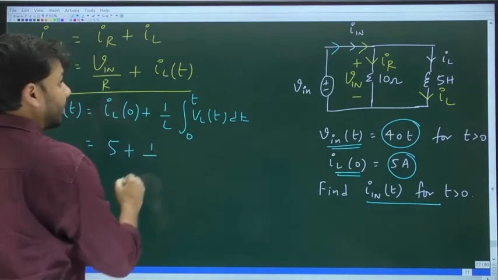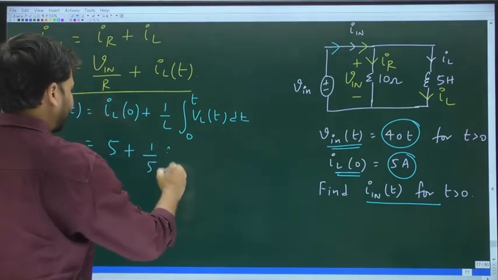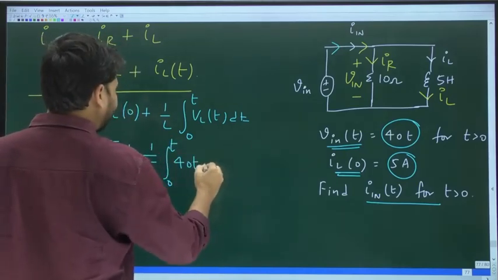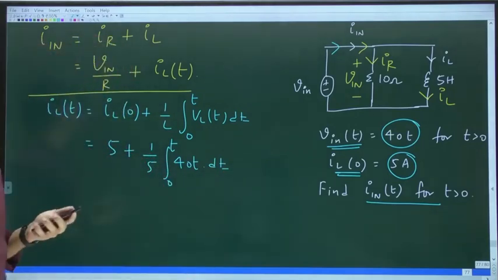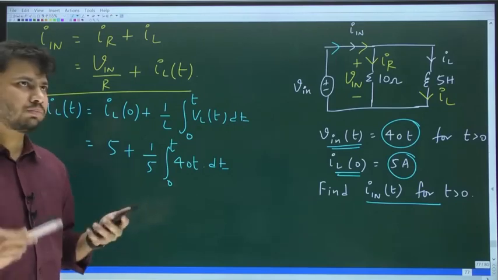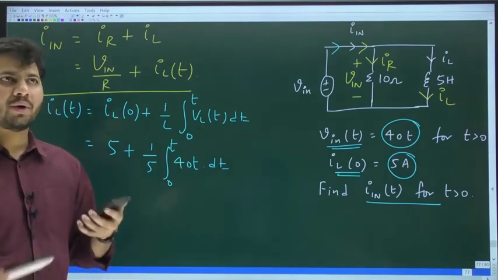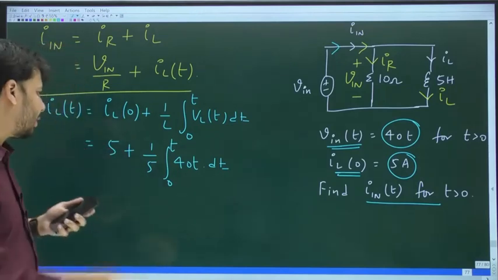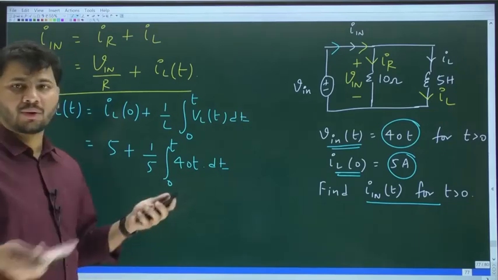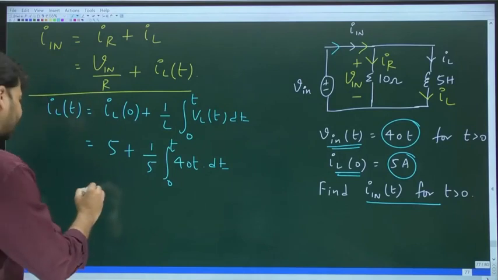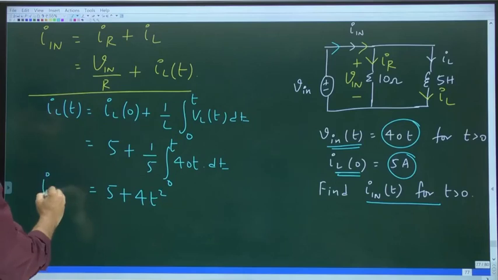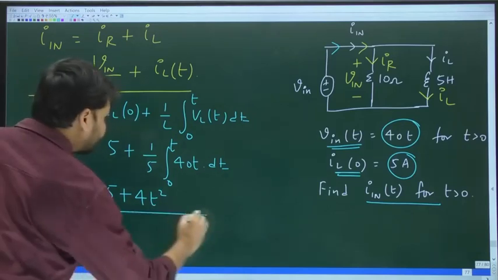And then 1 by L. L is also 5. So 1 by 5 integral 0 to t. What is V_L? It is 40t, and then dt. The integration of 40t is 40t square by 2, which is 20t square. 20t square divided by 5 is 4t square. 4t square from 0 to t will be 4t square. That's all. So it is 5 plus 4t square. That is I_L of t.